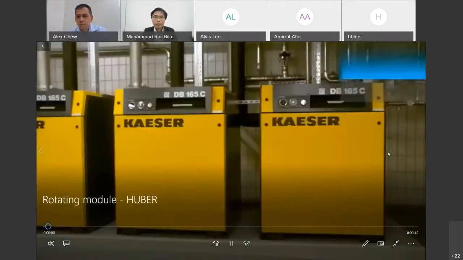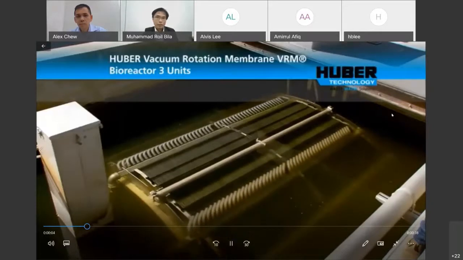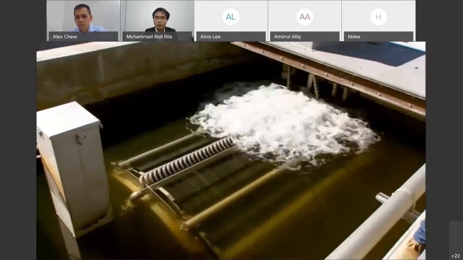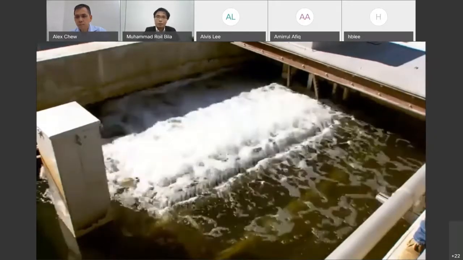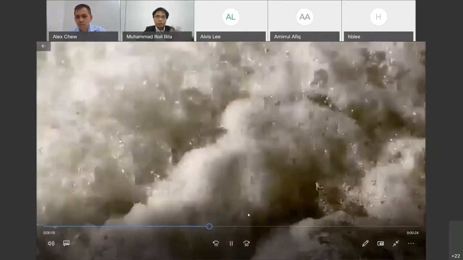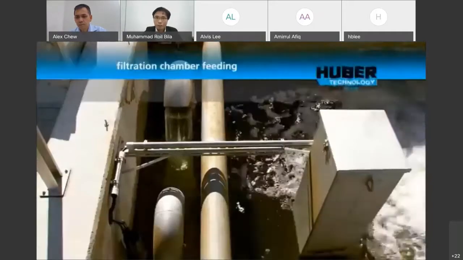Okay, another one here, this is technology from Huber in Germany that uses rotation to also reduce the energy for membrane cleaning using the aeration. This one is actually the video taken for treatment of industrial wastewater.